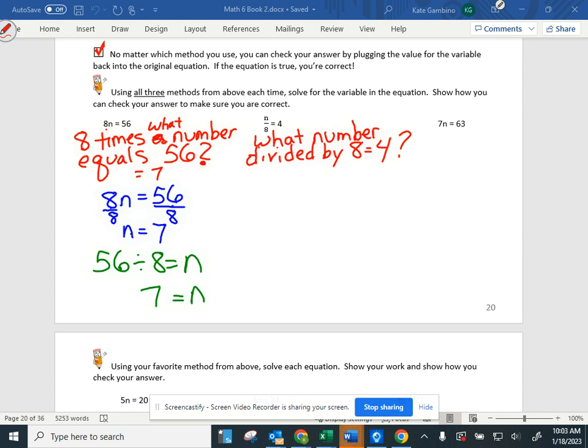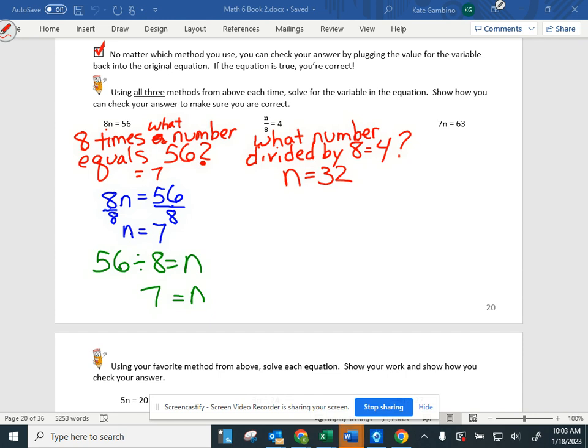What number divided by 8? Not 8 divided by 4. What number, if we were to divide it by 8, would equal 4? Jillian? 2. 4 divided by 8 does not equal 4. Ethan?